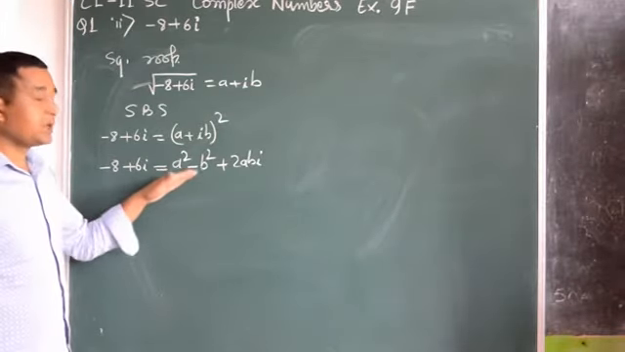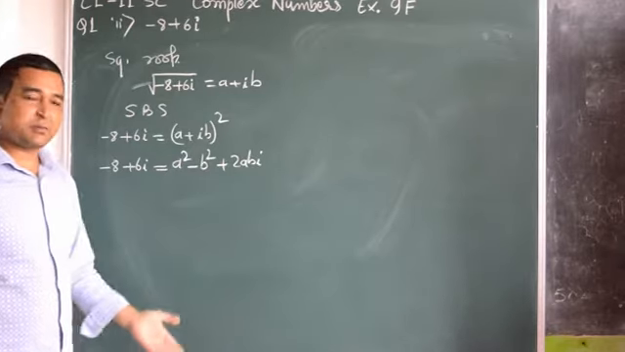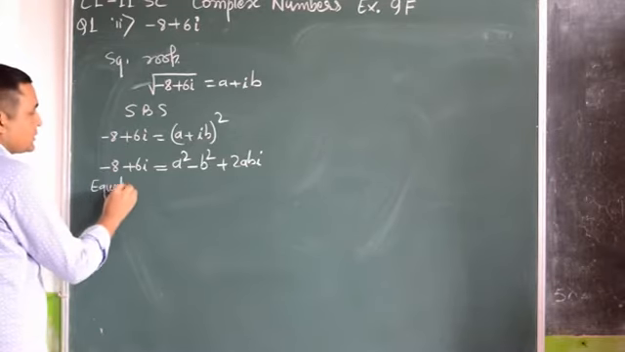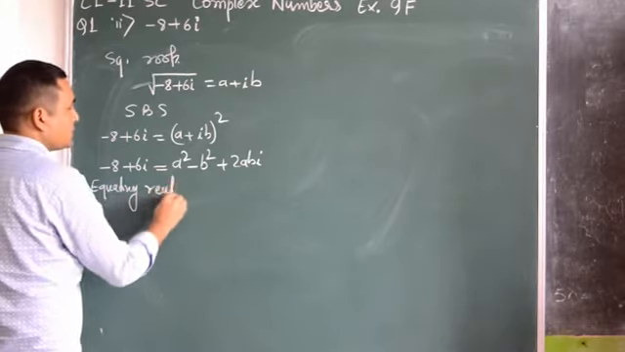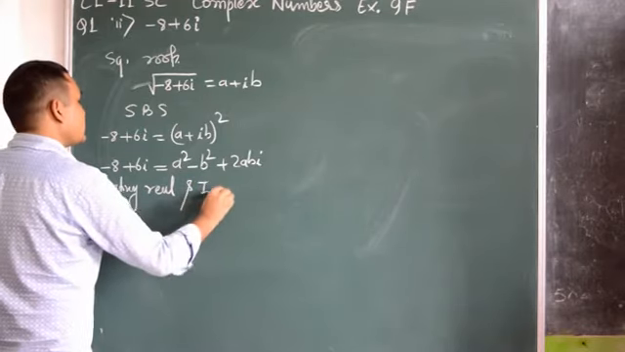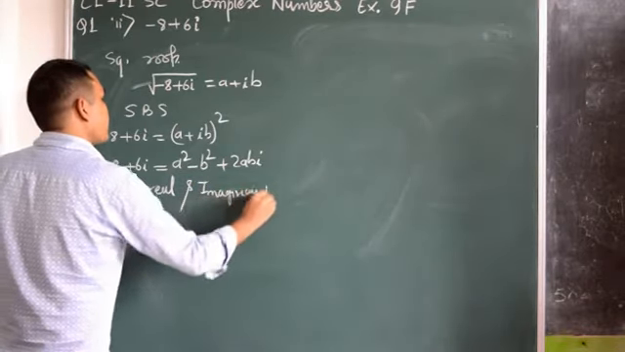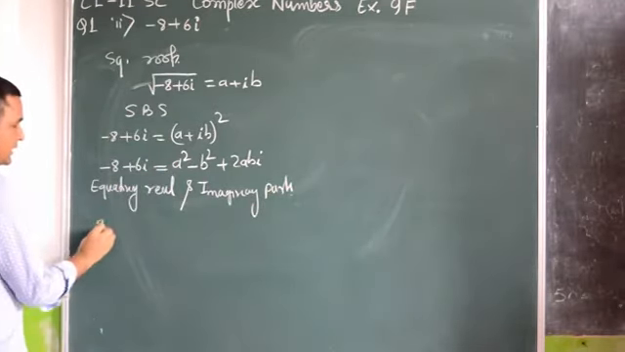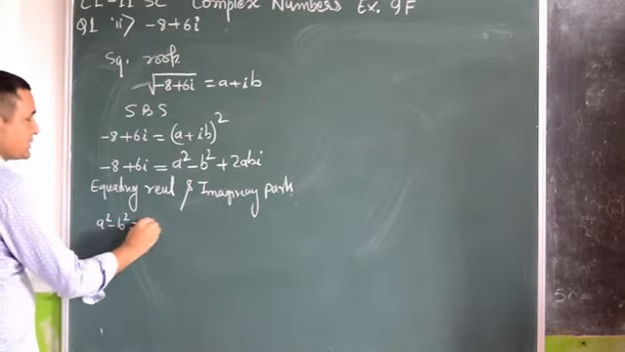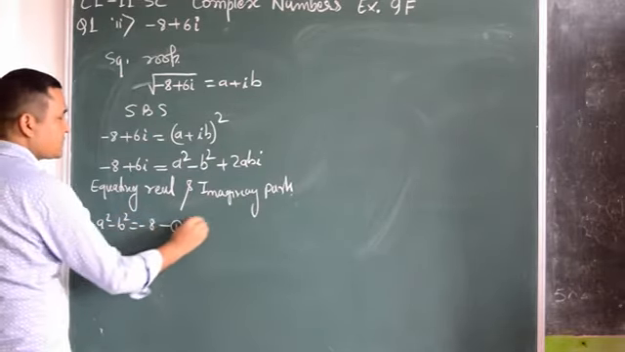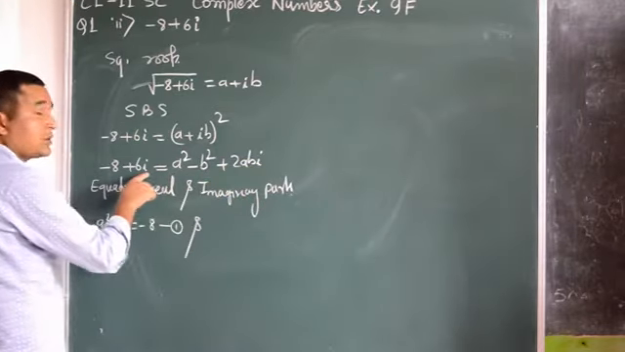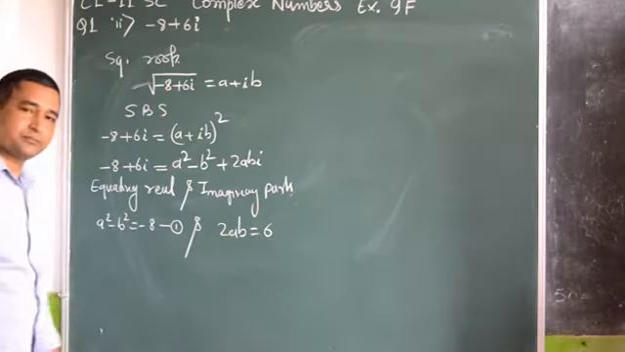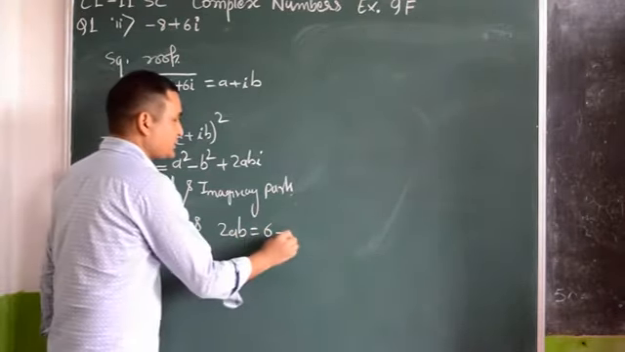Then from here equate the real and imaginary parts. This is real and this is imaginary. a square minus b square equals minus 8. You can consider this equation 1, and this i term is imaginary. That means 2ab equals 6. Now we can consider this equation 2.